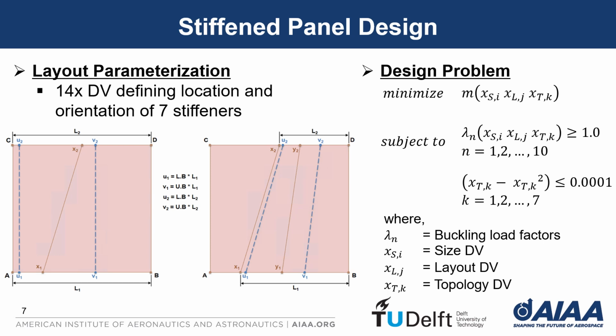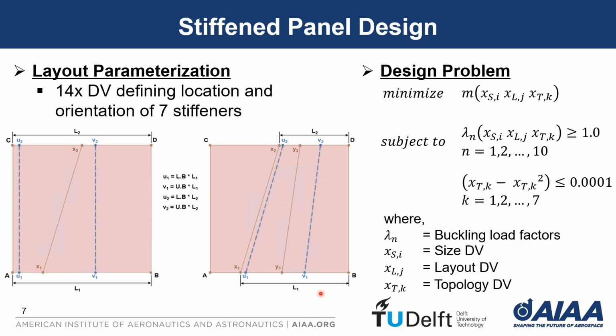The layout of a stiffened panel is parameterized using a CAD-based parameterization. The CAD model is generated in such a way that the location and orientation of each stiffener are controlled with only two CAD parameters. As shown here, the locations of points x1 and x2 are defined as the layout variables for stiffener 1.